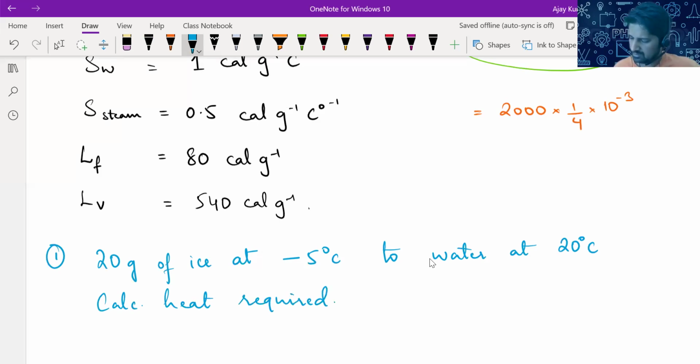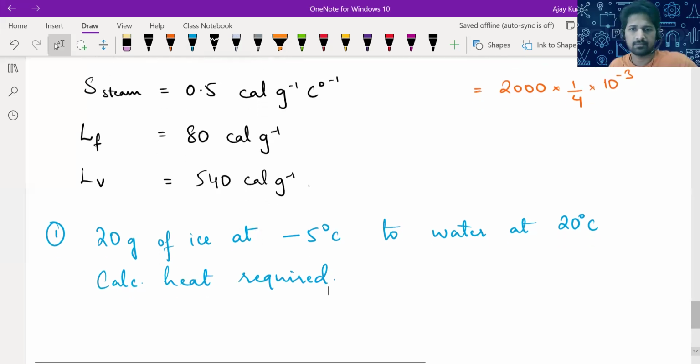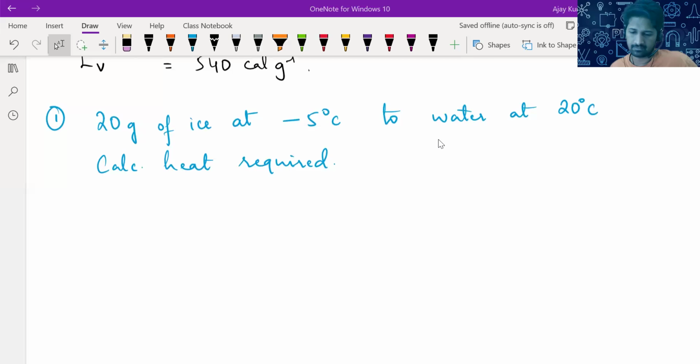One of you quickly tell me, can we directly use delta Q is equal to ms delta T to find out heat required for this conversion? No, sir. Definitely not, because ice has one specific heat, water has a different specific heat. And in between, there is also change of state happening from ice to water. That step requires a different equation. So, how will you go about solving this? Any idea, anyone? How to proceed?